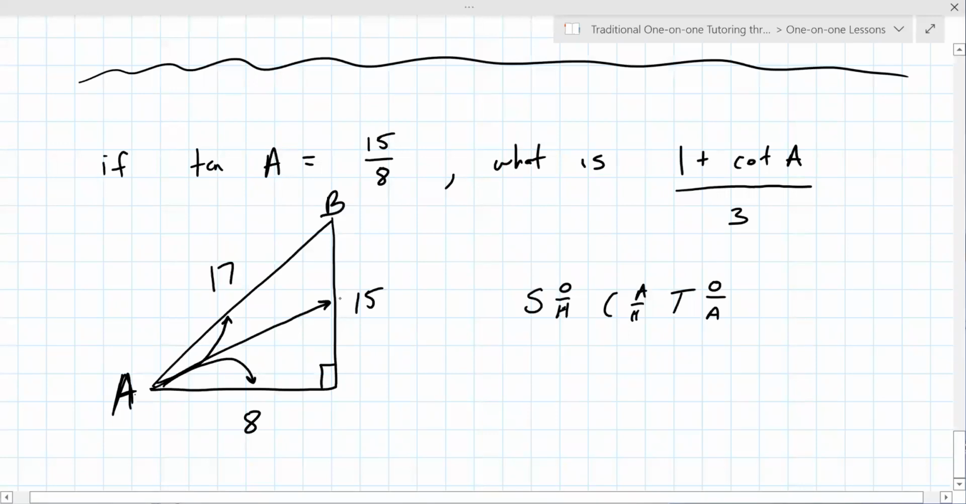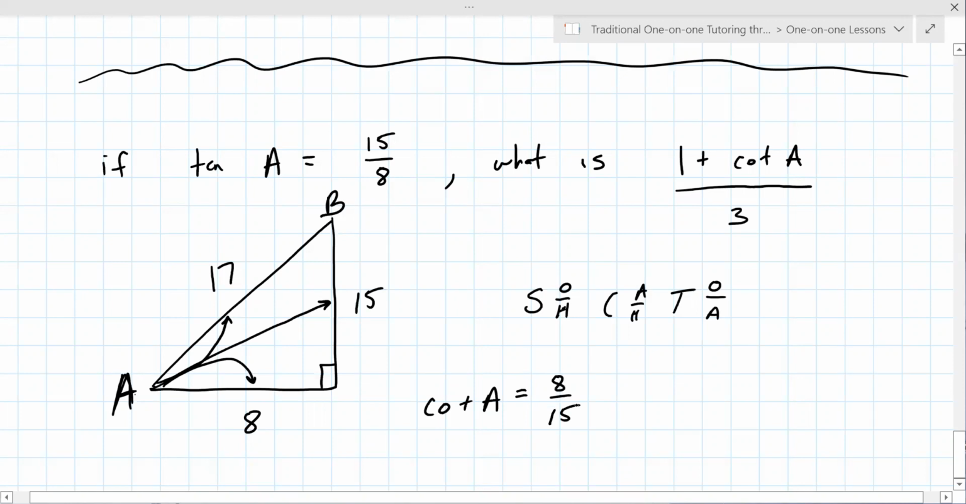Okay, so with this triangle here, cotangent of A, well, you actually didn't have to draw the triangle. I wanted you to though, because this is an important part of it for other problems we'll do. Cotangent is the reciprocal of tangent. So that is 8/15.